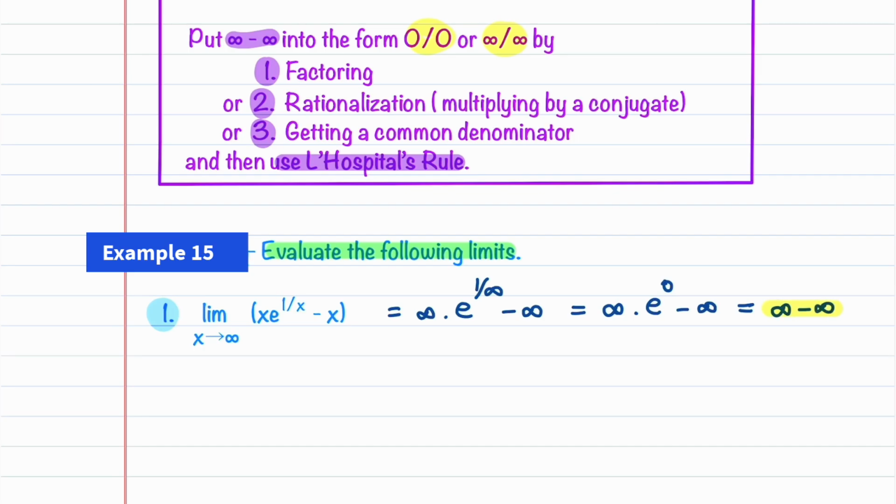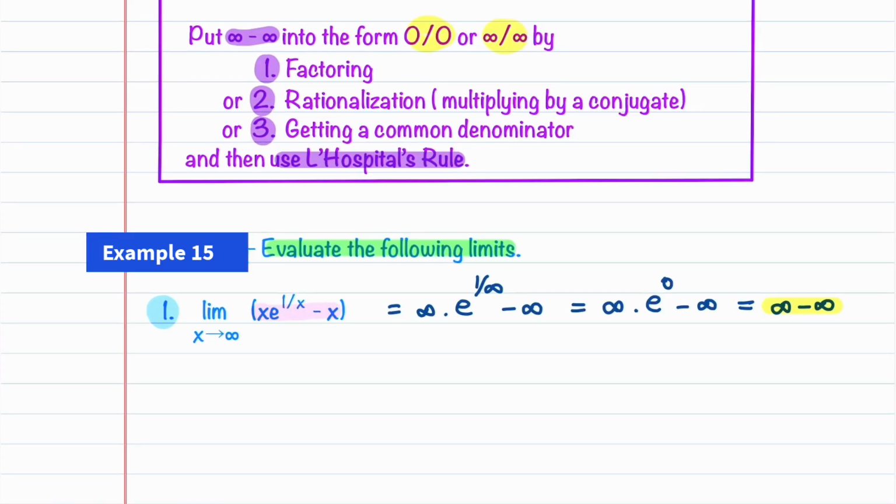This is an indeterminate form, and we now need to put this form into 0 over 0 or infinity over infinity. Notice that with the function that we're given, can you see that there is an x common to each term? Because of that, we can factor out an x. So let's do that. This is the limit as x goes to infinity. We're going to factor out an x, and we're left with e to the 1 over x minus 1.